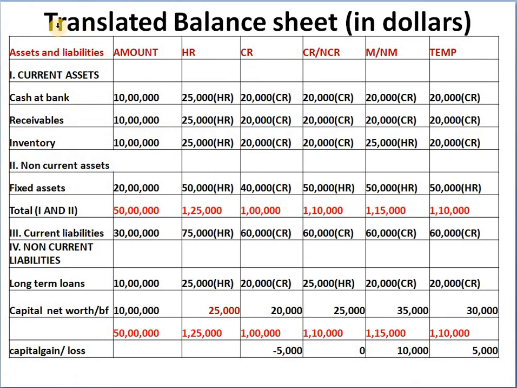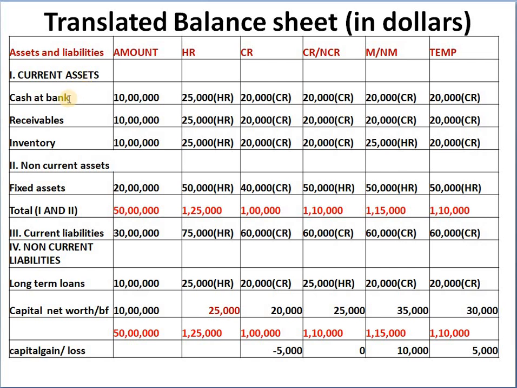See this, first write translated balance sheet in dollars. So as per the format, assets and liabilities. One more column you need to add here, that is the amount column, and rest all columns are similar: HR, CR, C/NC, M/NM and temporal. So Roman number 1, you need to take current assets. Under current assets you have cash at bank, receivables, inventory. Only 3 items under current assets.